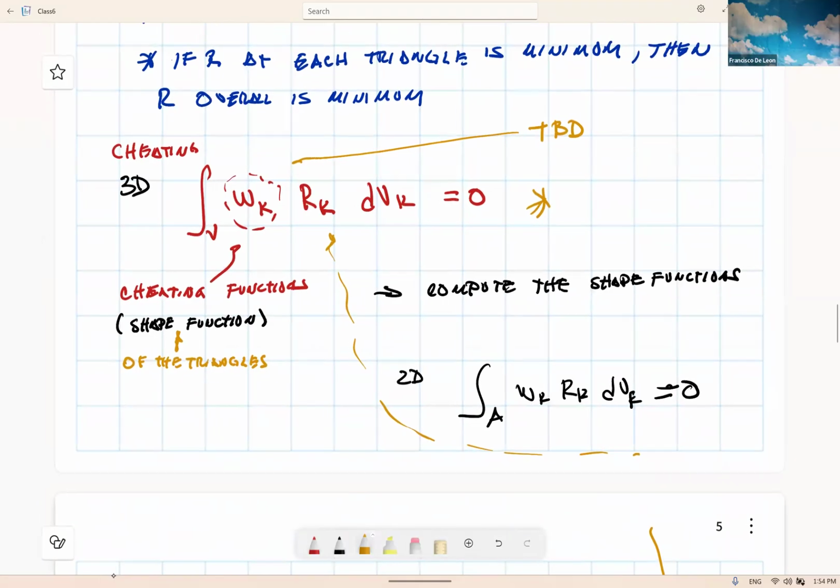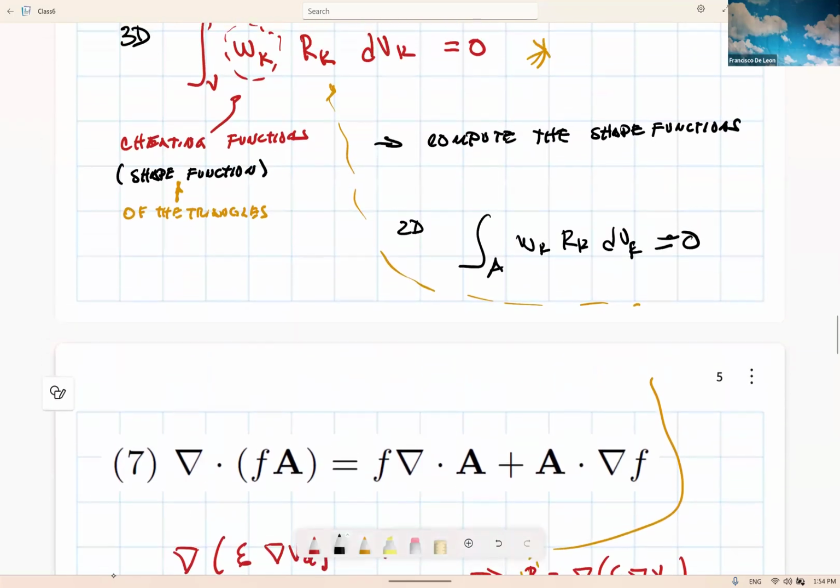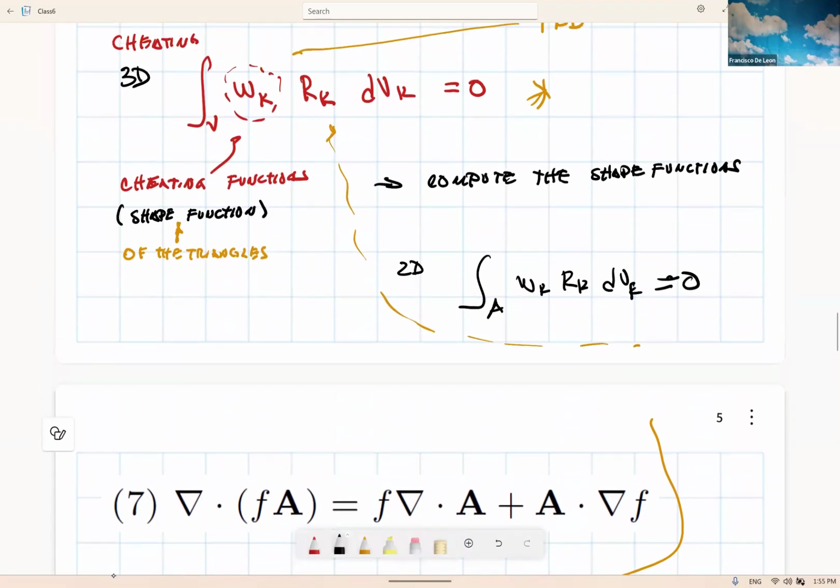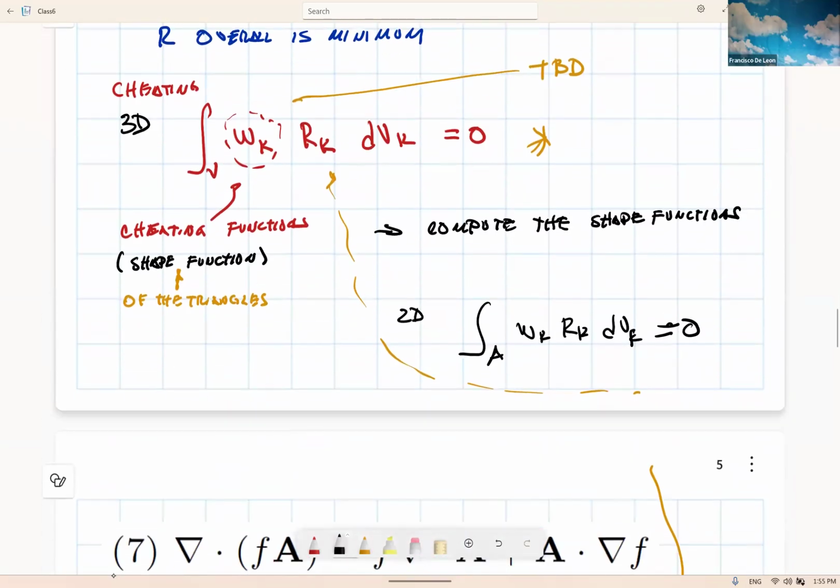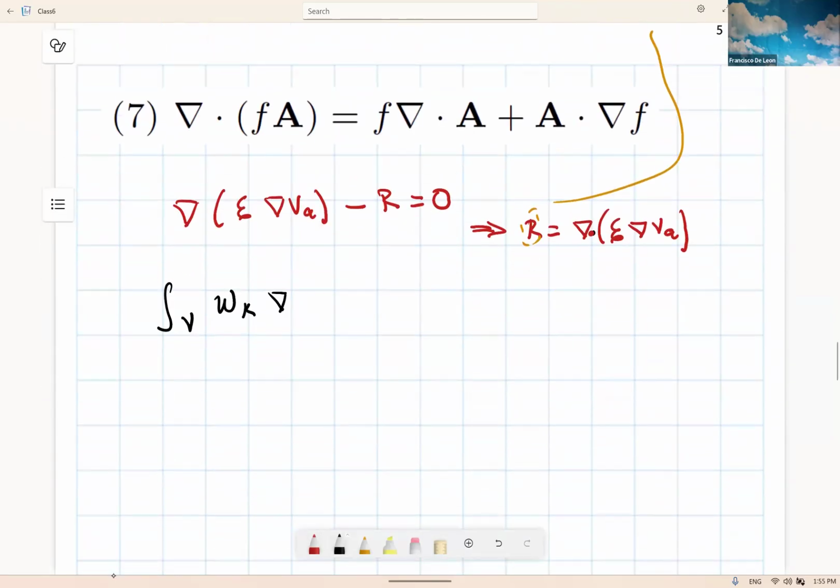So I put it back into this equation. So it is the volume integral of the shape functions, then the residual, which is the divergence, right? This should have been the divergence. Yeah, it's the divergence. So here I need to put a dot, the red dot is the divergence of that. Here it is the divergence of epsilon, the gradient of BA dV. All right.